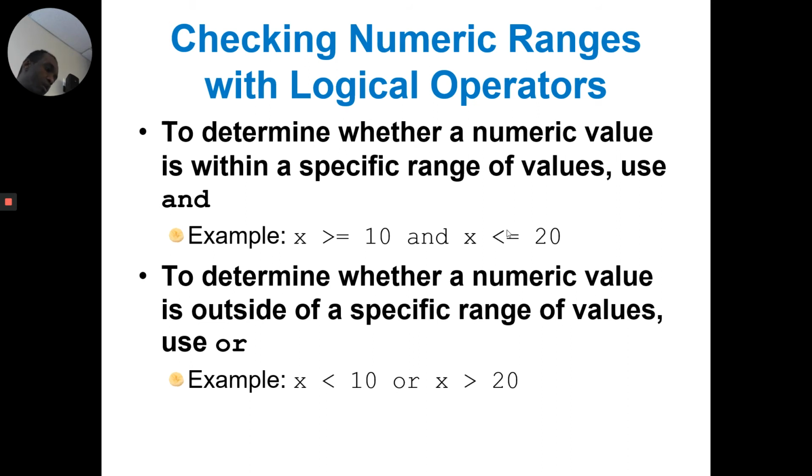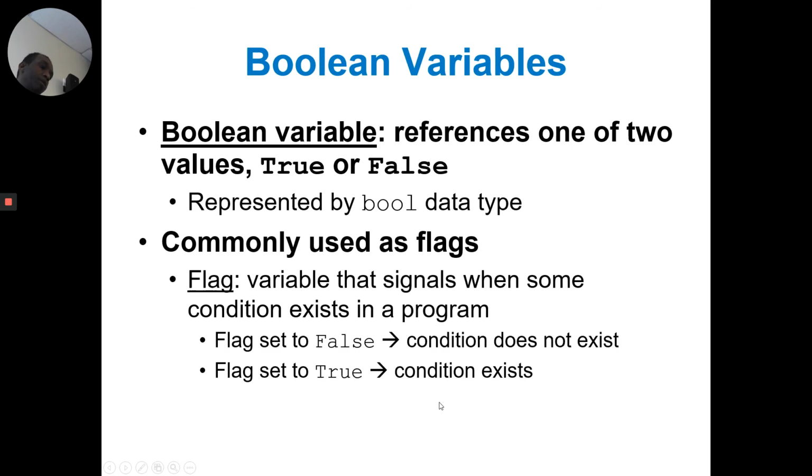To determine whether a numeric value is outside of a specific range, you use the or. Okay, so x is less than 10 or x is greater than 20.